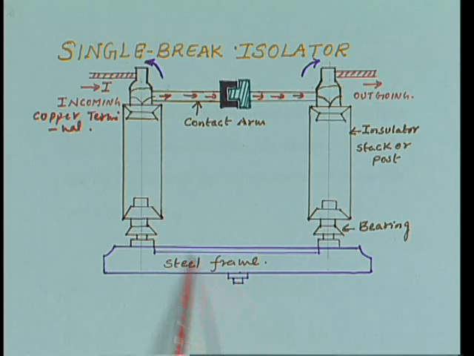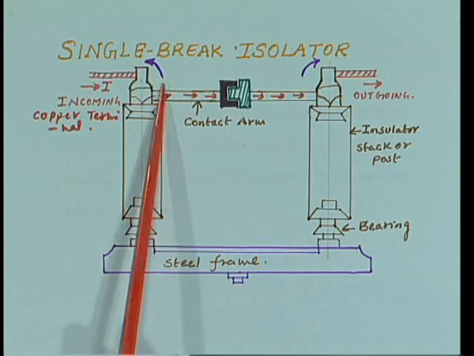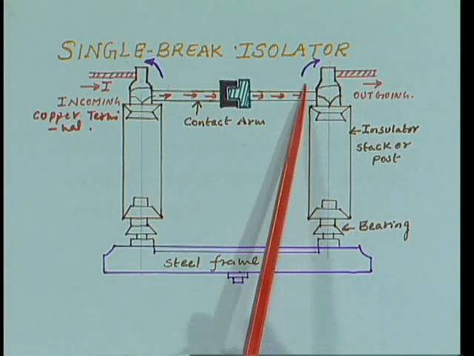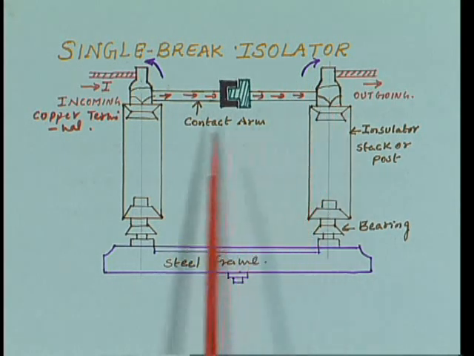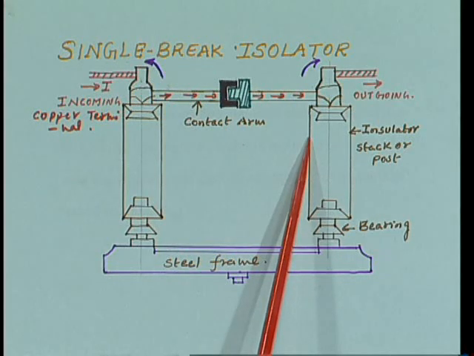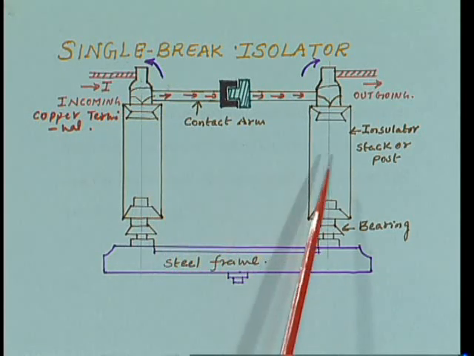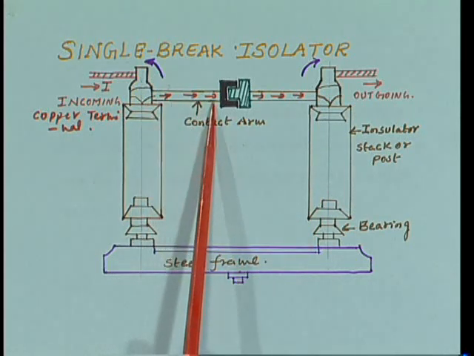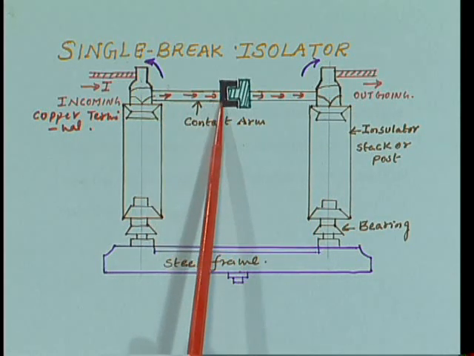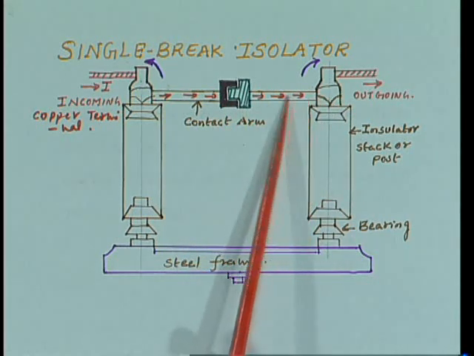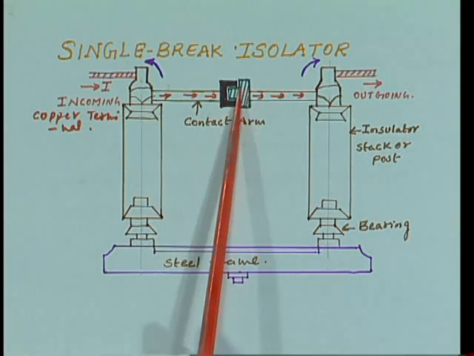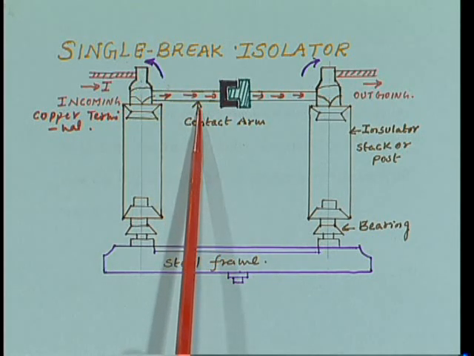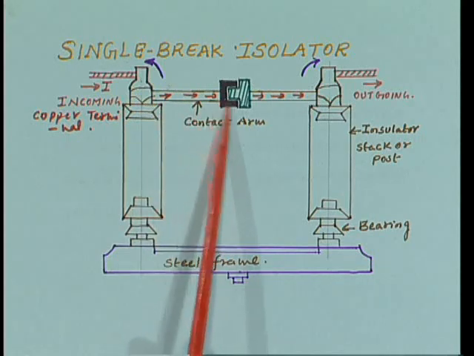Now one insulator rotates in the anticlockwise direction, the other insulator rotates in the clockwise direction. That means the rotation is opposite to each other. Once one rotates clockwise, the other rotates anticlockwise. To this insulator there is a contact arm. This is the contact arm, a U-shaped contact arm. The other one is also U-shaped, and both are inserted into each other. These contact arms are made of copper or aluminum because they are conducting parts.